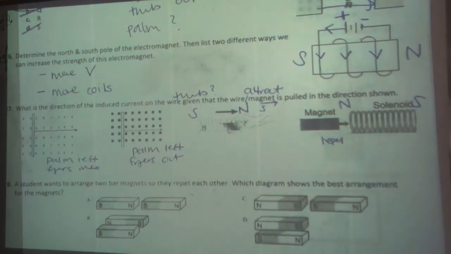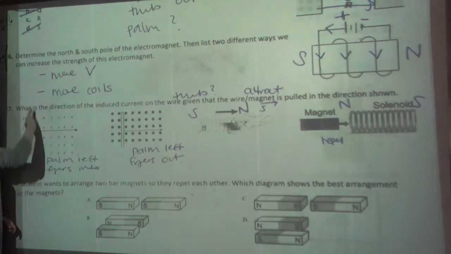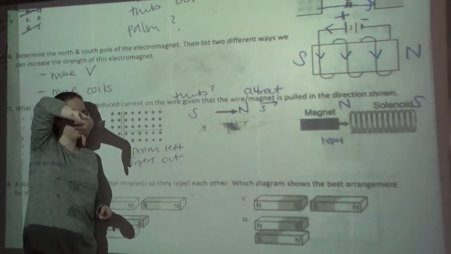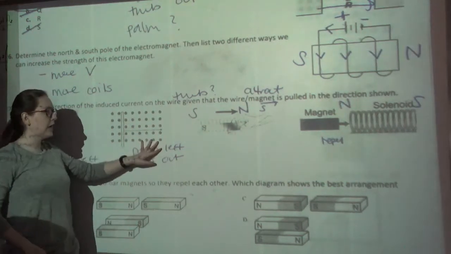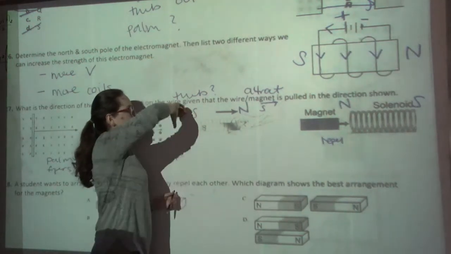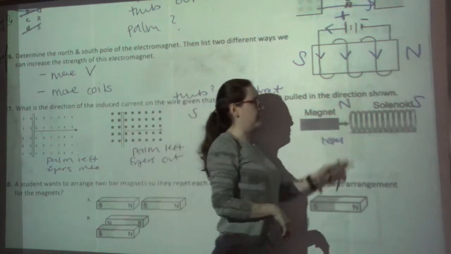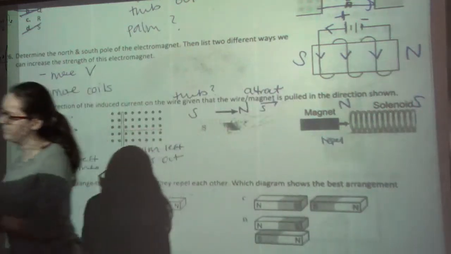So the first one, fingers into, palm to the left. That leaves the current pointing up. Here, I have fingers pointing out, but then my palm needs to face the left, so that leaves my thumb pointing down. So this one was up, this one was down. Here, south pole, my fingers go in on south pole, thumb is pointing down right here. And then this one, south pole, fingers point in on, that leaves my thumb pointing up.